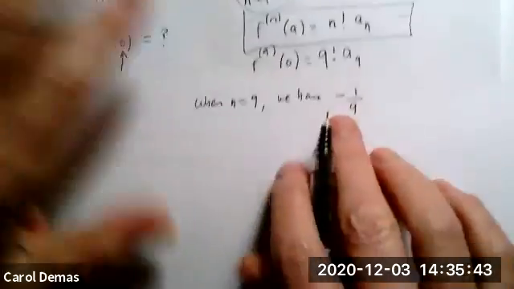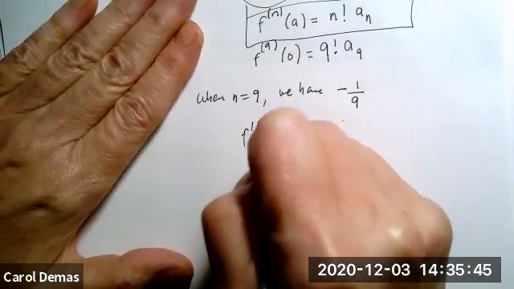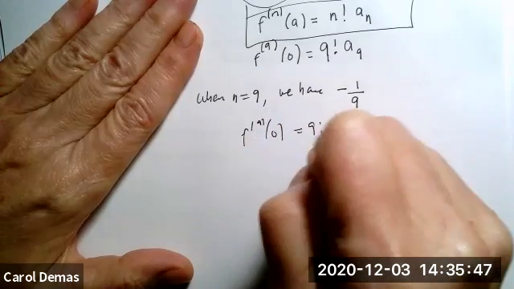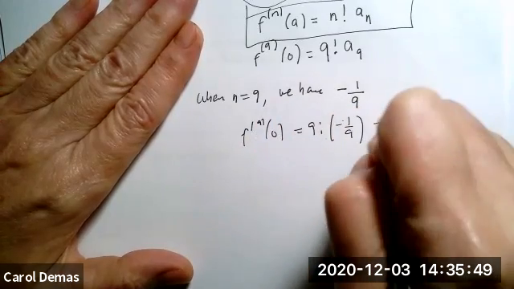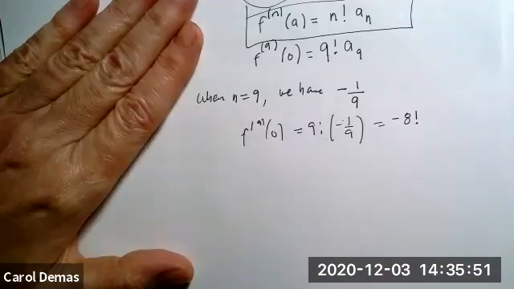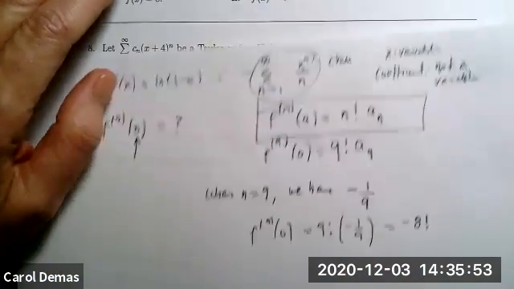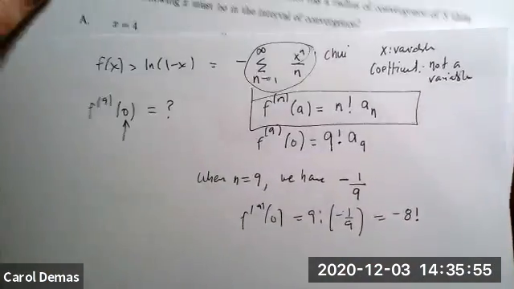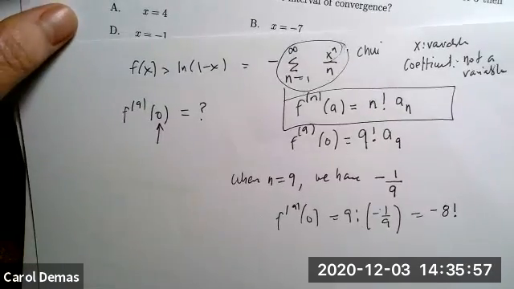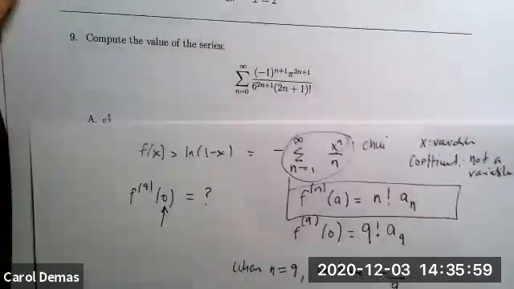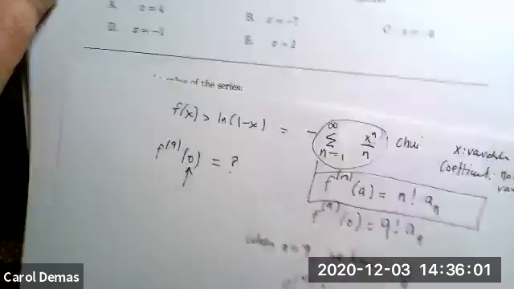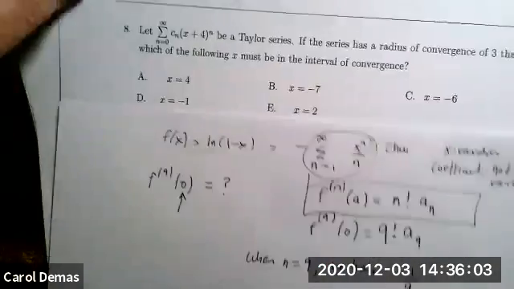All right. Anyway, so the ninth derivative is 9 factorial times -1/9. And that's going to give us -8 factorial. All right. Yes, the formula sheet is included in the exam. All right. Okay, are you ready for the next one? Okay, what's the question about 7?